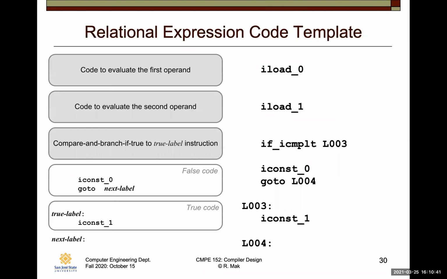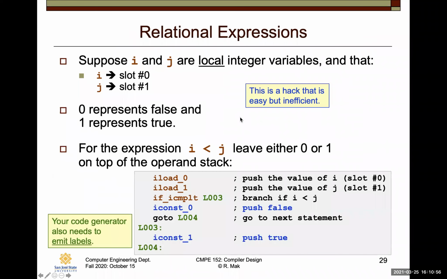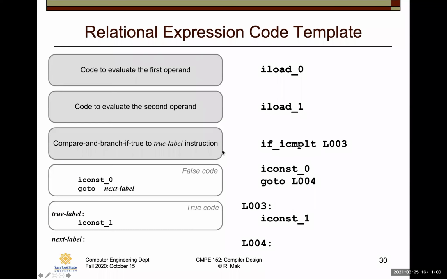All right, so here is a code template just for relational expressions, okay? So two gray boxes here, one to evaluate the first operand, one to evaluate the second operand. I mean, these could be expressions here, and so it's not just I and J. Now in the example that I showed, they were just I and J, so this instruction corresponds to the first box, this instruction corresponds to the second box.